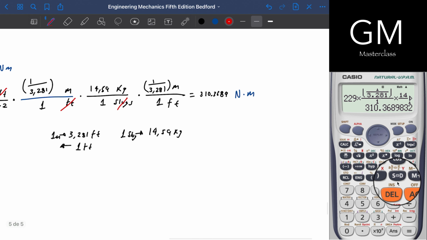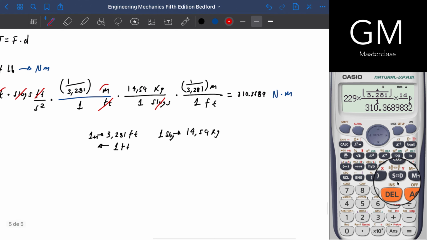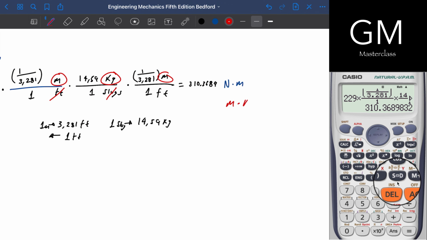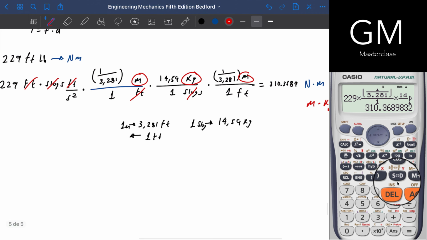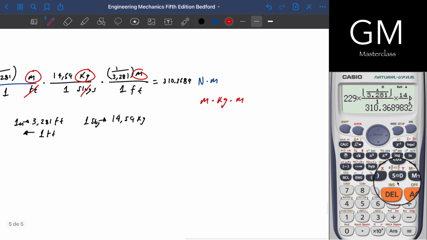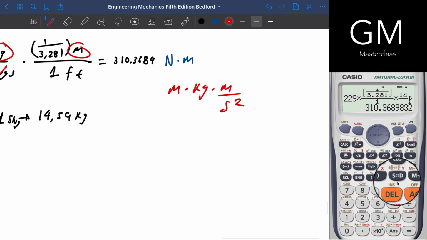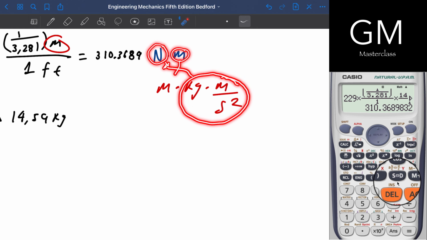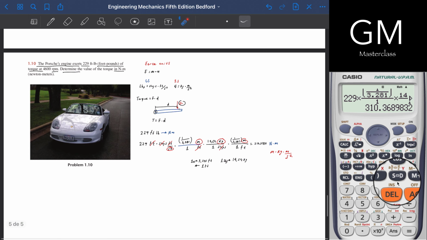Why is that? Maybe that is not as clear as I wanted it to be, because here we have meters, kilograms, and meters. So meters multiplied by kilograms by meters, and divided by square seconds. So as I've said before, this is equal to a Newton. And here we have the meters. So that's how this exercise could be solved.